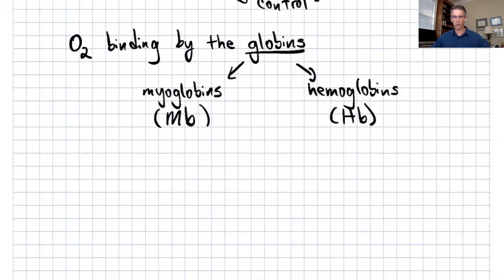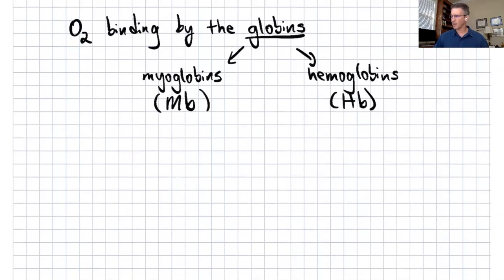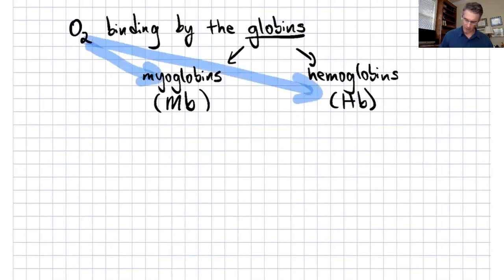So what we're going to do over the course of the next few lectures is build up a formalism that can quantitatively describe oxygen binding to the globins, right? Both myoglobin and hemoglobin. Things are relatively simple when we start thinking about myoglobin, and they get quite a bit more complex when we start talking about hemoglobin, but in a really fascinating way, right?